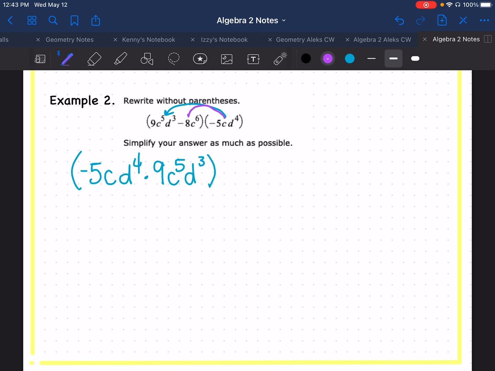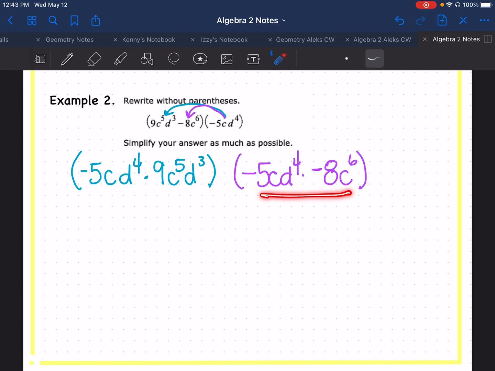And then I'm going to multiply that negative 5cd to the 4th power times this. So negative 5cd to the 4th power times, I'm going to call it negative 8c to the 6th power. That way I can use the multiplication here to determine what symbol goes in between my two parentheses. All right, now some things that I'm going to go ahead and add before I start. I'm going to go right here and add a 1, and then I'm going to go right here and add a 1 as well, because whenever I have just a c or a d or an x without an exponent, it is implied to be 1.